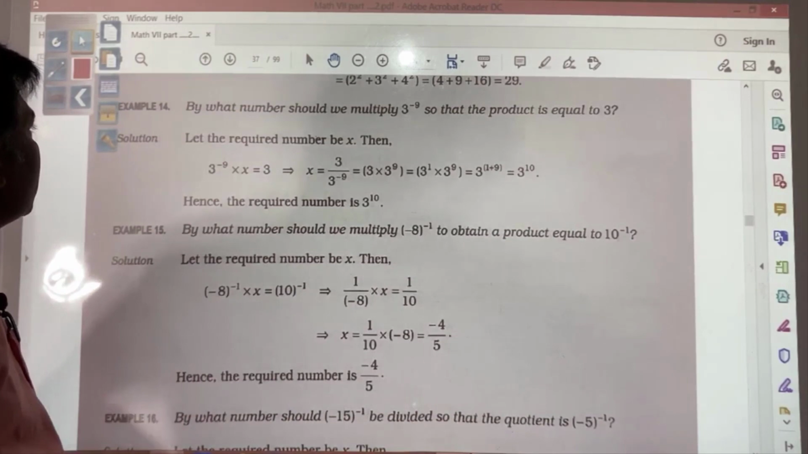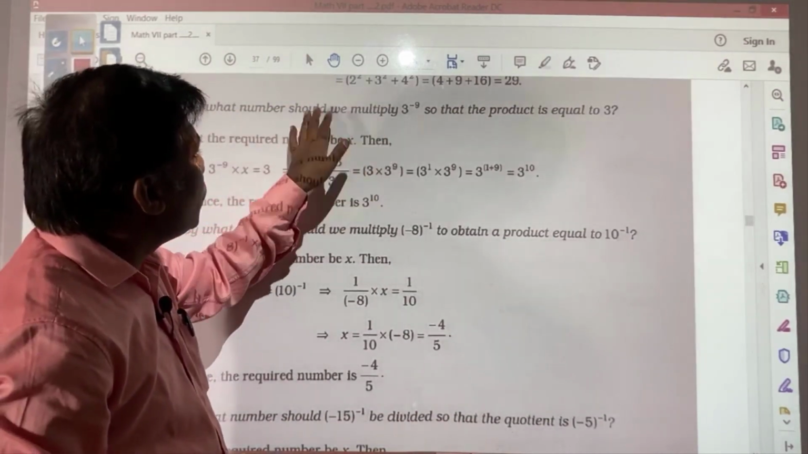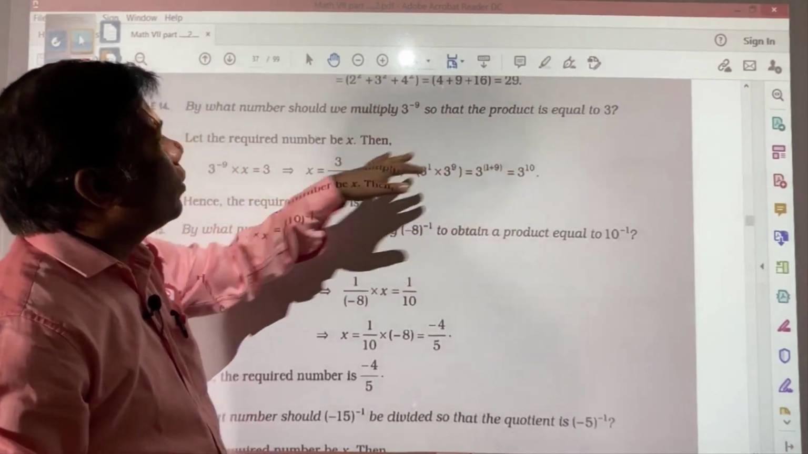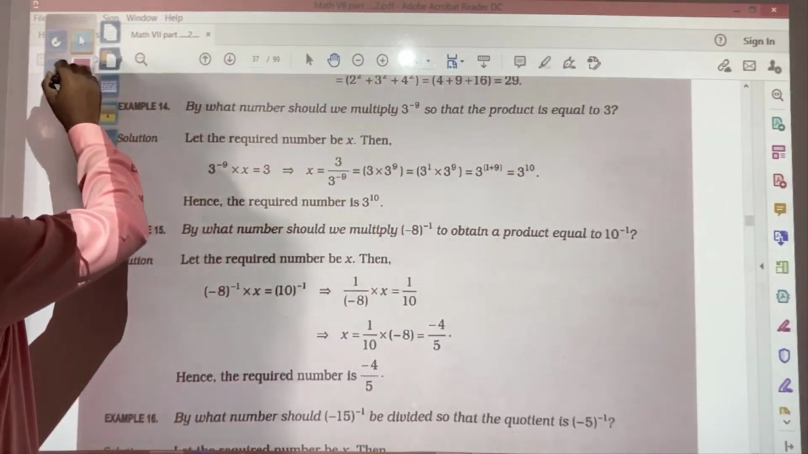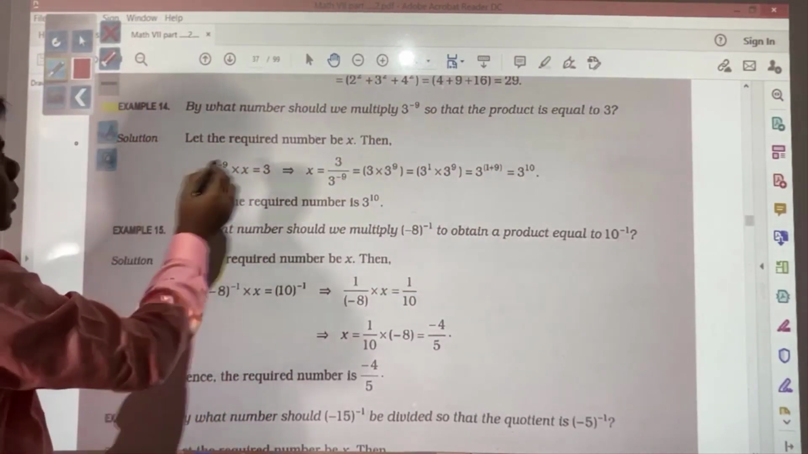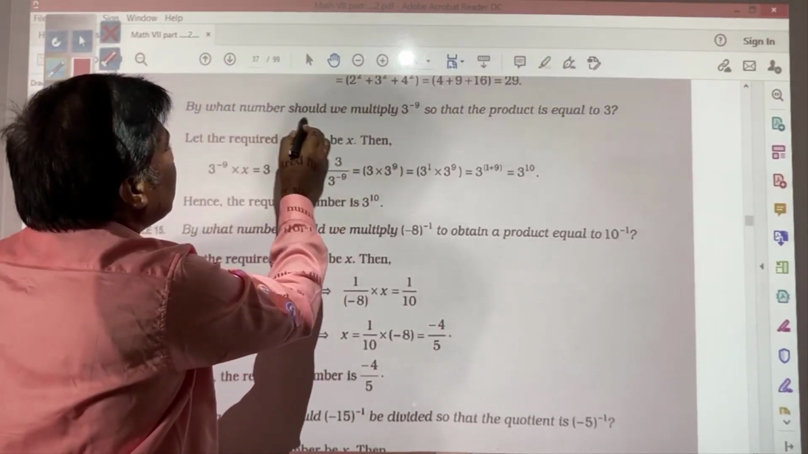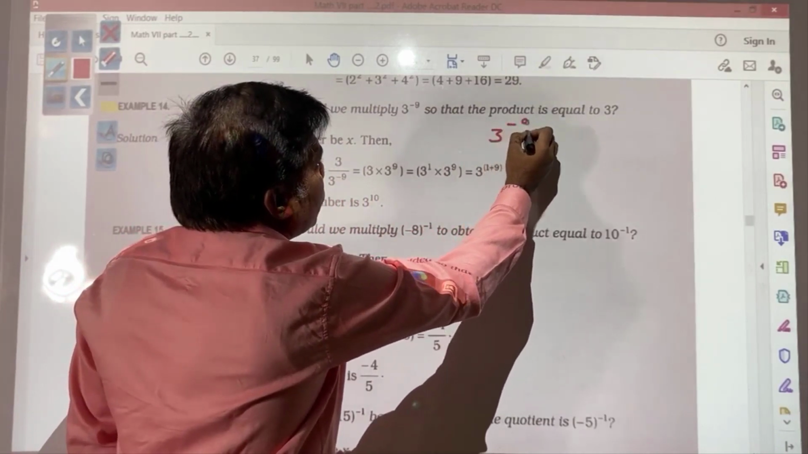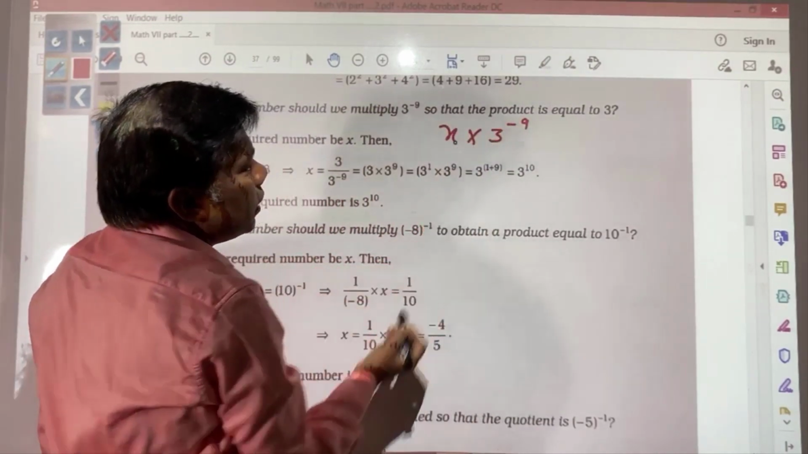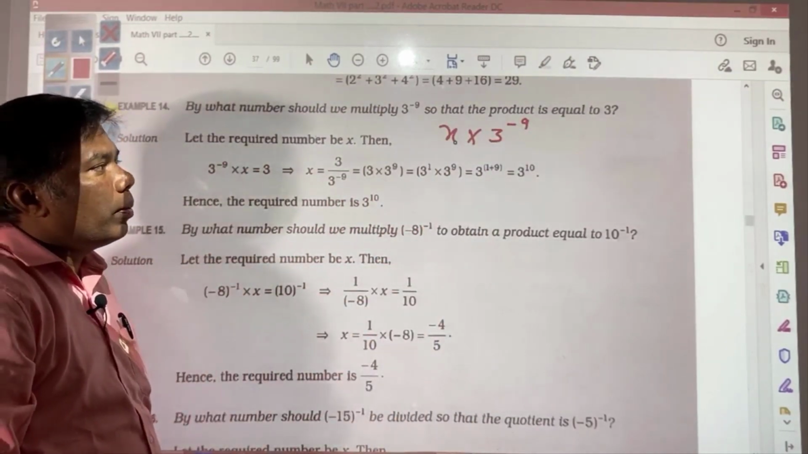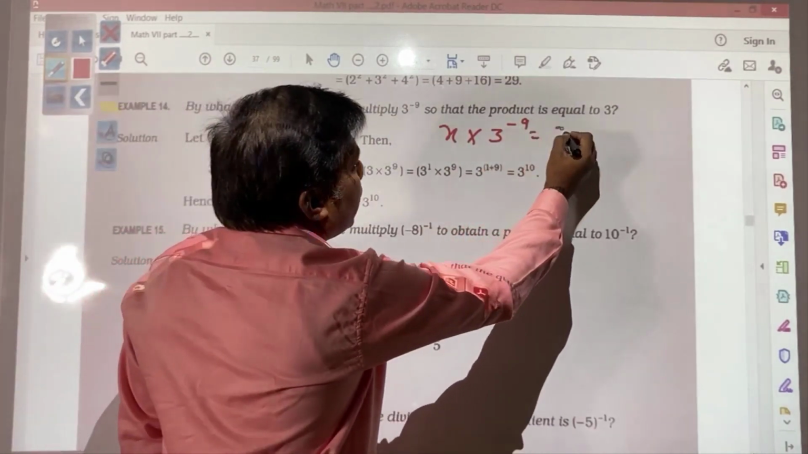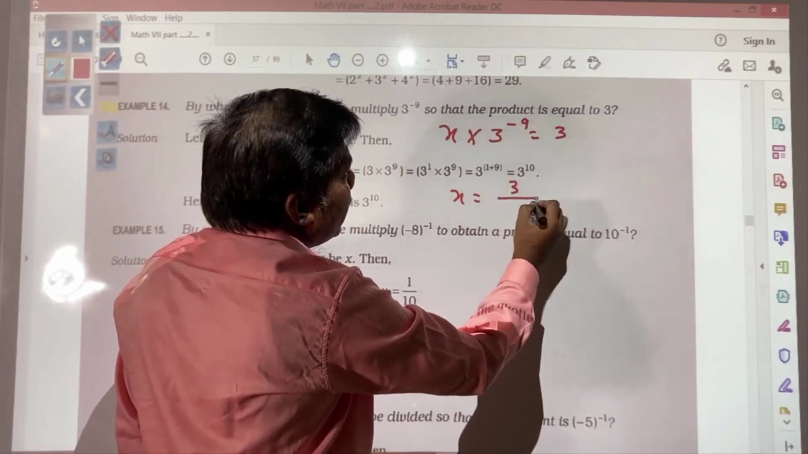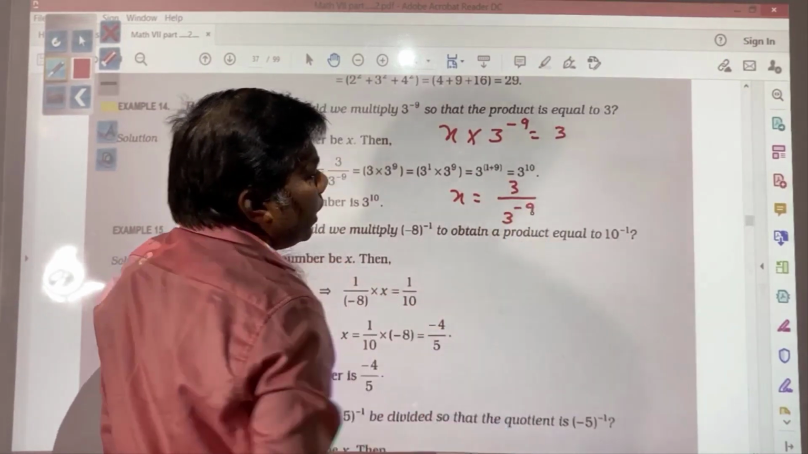Example 14, you see, by what number should we multiply 3 to the power minus 9 so that the product is equal to 3. So that number you assume, just you see, by what number should we multiply 3 to the power minus 1? So this number you assume x, into 3 to the power minus 1 is equal to 3. Now you simplify this, x will be what? 3 by 3 to the power minus 9.